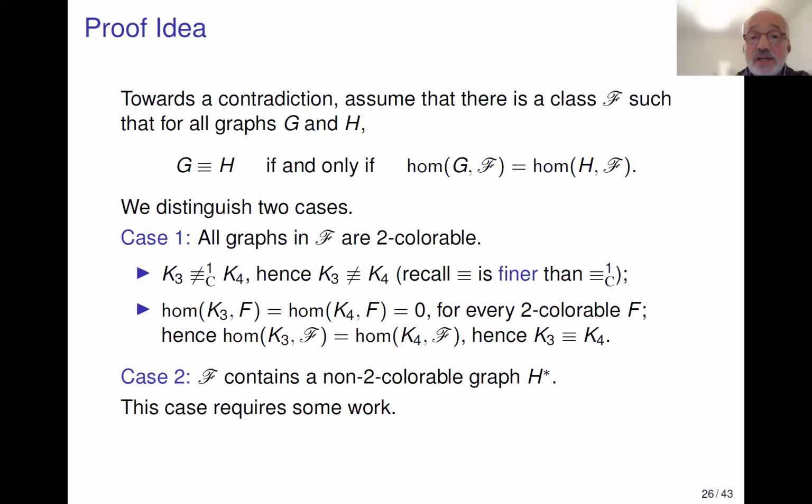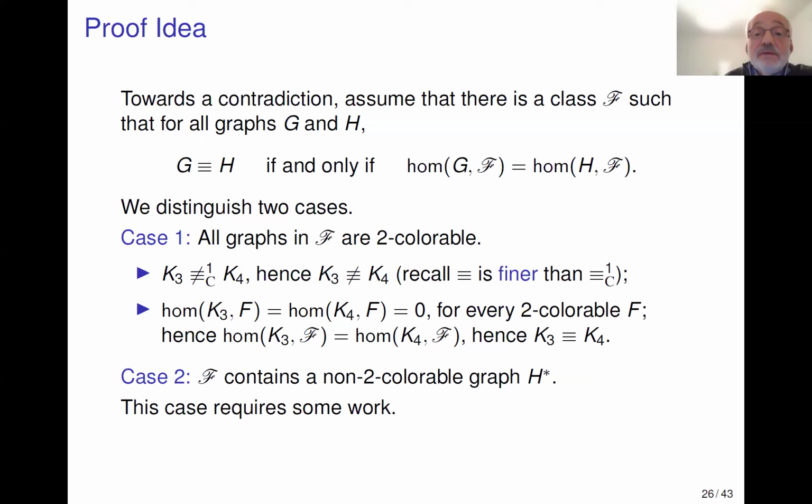The first case is very trivial. First case, all graphs in the supposed class F are two colorable. Well, then pretty much you are done, because K3 and K4, the triangle and the clique with 4 elements, you can separate with a formula in counting logic with one variable. You say how many nodes there are. Therefore, because our equivalence relation is finer than C1 equivalence, they are separated. They are not equivalent.